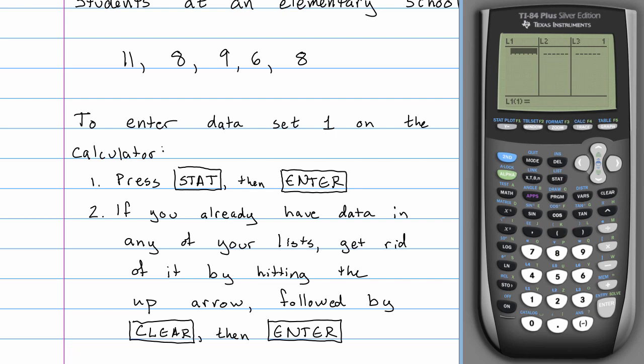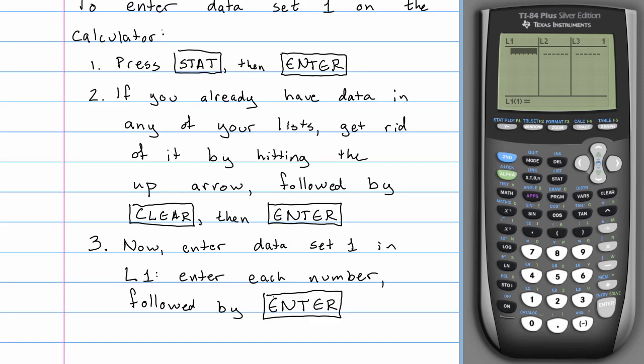If you have different list numbers across the top of your screen, or if you have data in one of your lists that you want to keep there, it's okay. You can just enter the data in a different list number, and then we'll just use a different list number when it comes time to do that. Okay, I'm going to enter data set 1 in L1. Here's how.